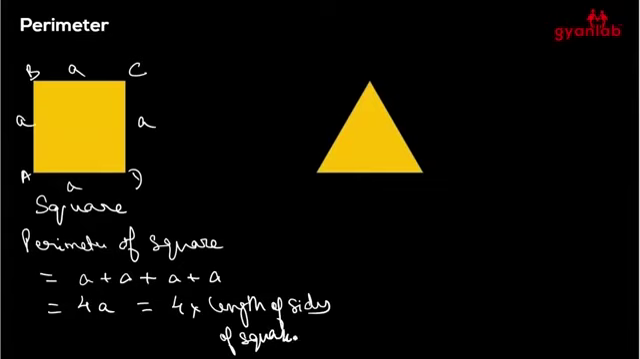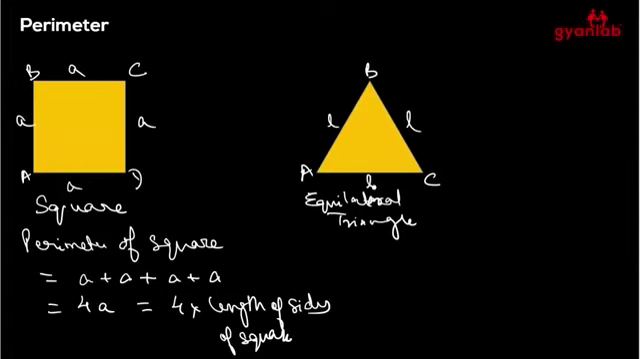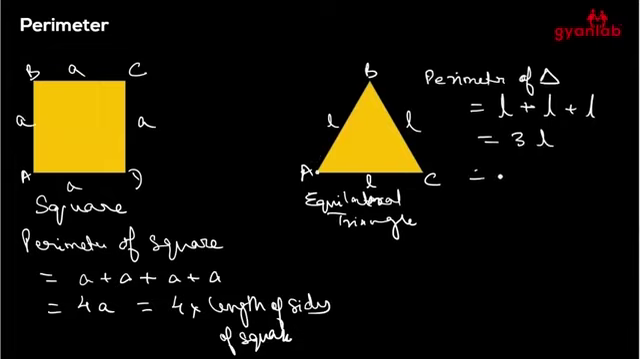Now, if we take an equilateral triangle ABC as shown here, and let's say each of the sides is measured as L since this is an equilateral triangle. So the perimeter of this triangle would be nothing but L plus L plus L. So the first L is here, then here, and we found a closed figure. So this is nothing but 3 times L or is equal to 3 times length of the side of the triangle.